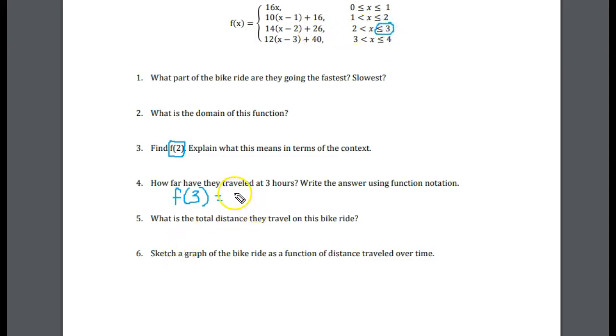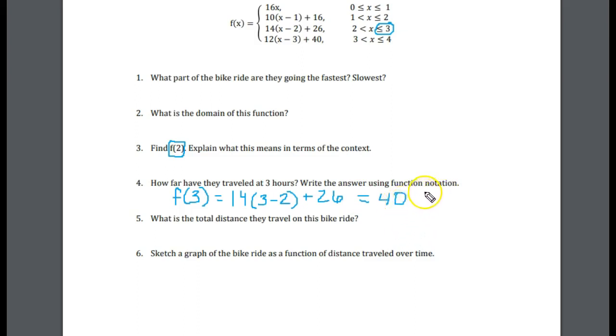Into this third equation. So 14 times x minus 2, which would be 3 minus 2, plus 26. So 3 minus 2 is 1. 1 times 14 is 14. And 14 plus 26 is 40.